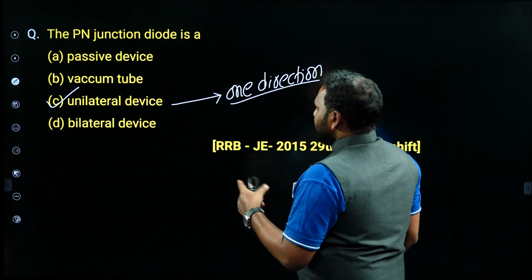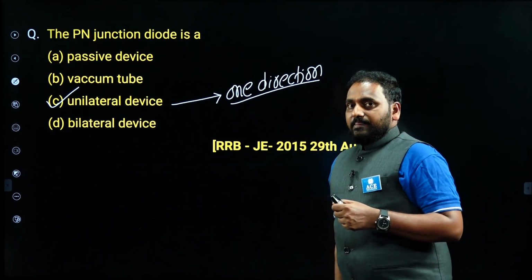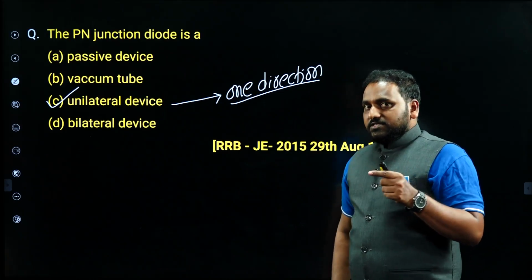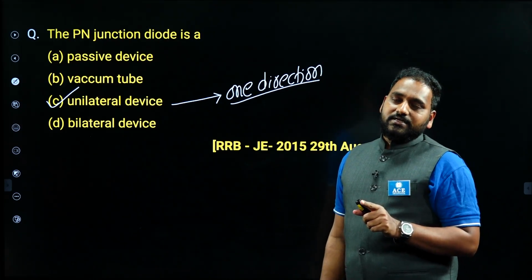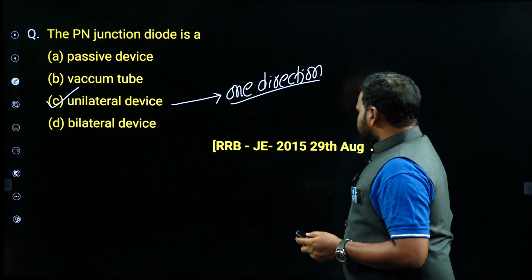One direction, unidirectional device, okay? So the conventional current always flows from anode to cathode. That's why it is a unilateral device.